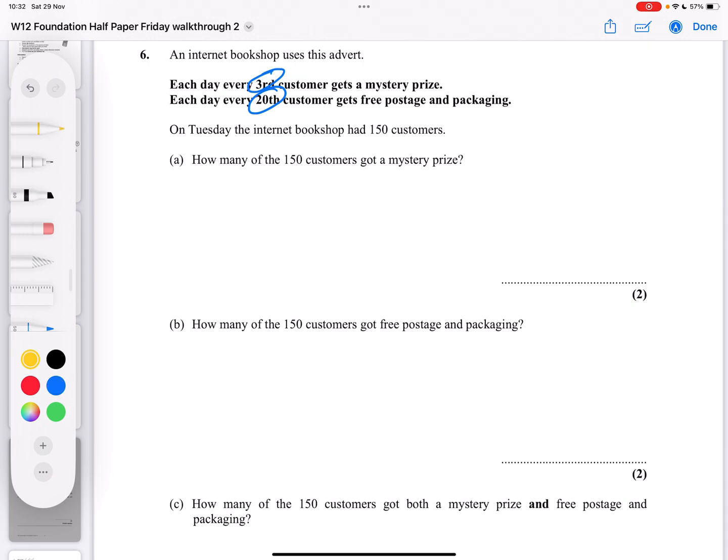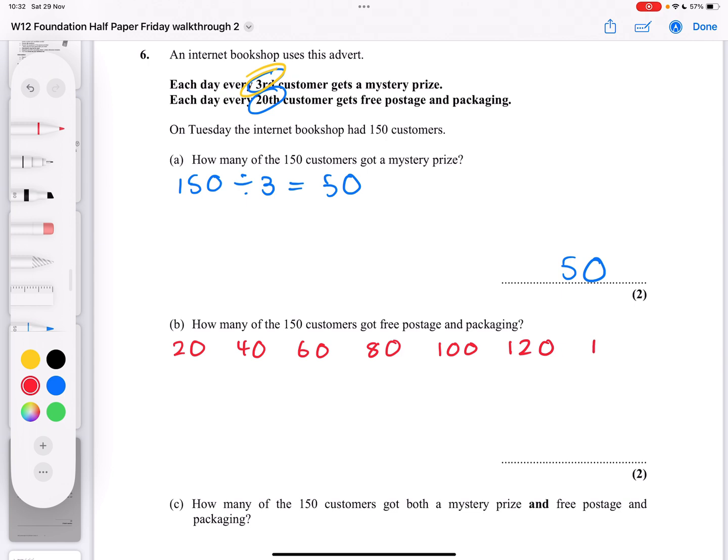So your mystery prize is the every third customer. So we know that that is how many threes are in 150. That is 50. Part B is how many of the 150 customers got free postage and packaging. So if we list our multiples of 20 this time, we know a 20th, 40th, 60th, 80th, 100th, 120th and 140th customer will get free postage and packaging. So that gives me 7 customers.